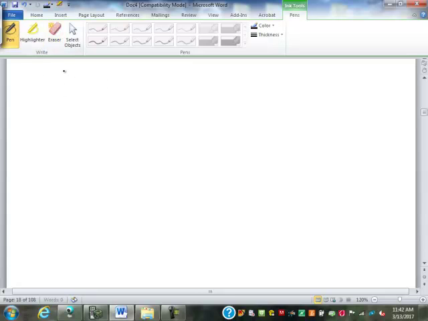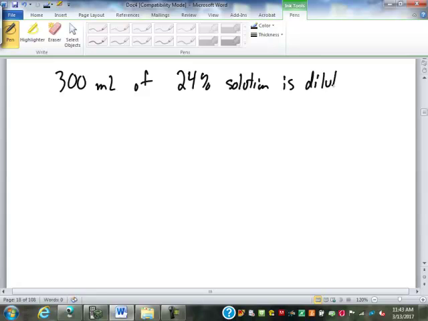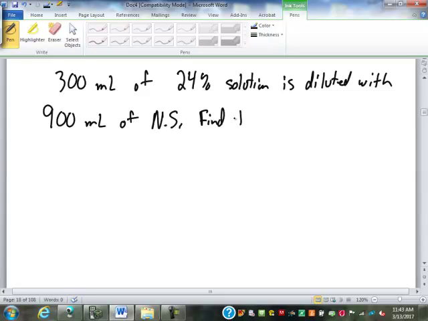So we start out with, let's do this, 300 milliliters of 24% solution is diluted with 900 milliliters of saline. Find the new concentration.